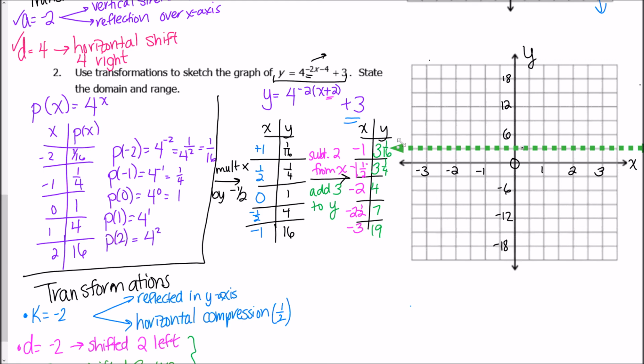Our first coordinate is negative 1 and then 3 and 1/16. So it's really close to 3, and I'll put it really close to that 3 value. Then I have negative 1.5 and 3 and 1/4, still pretty close to 3. Then negative 2 and 4, then negative 2.5 and 7, and finally negative 3 and 19 up here. If you notice, it's trying really hard to get close to that 3 value, but it just cannot reach it at all. So this is my horizontal asymptote right here.